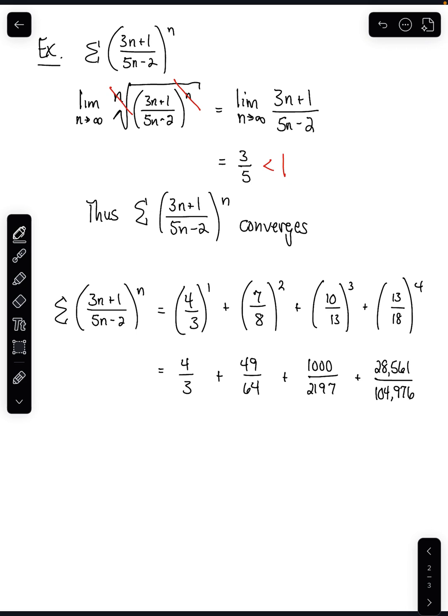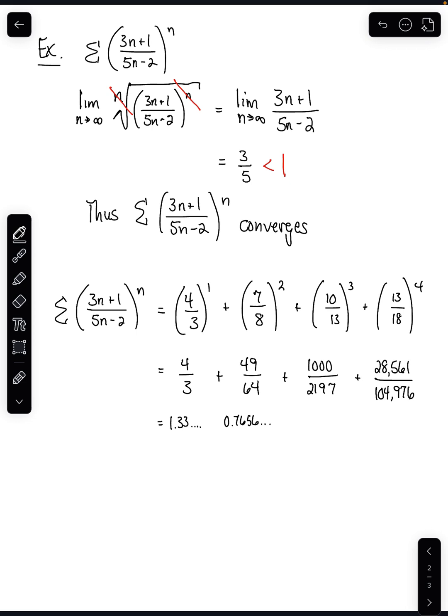We are now down to something approaching 1/4. So perhaps it would be easier to look at these in terms of decimals to see how the terms are dropping to 0. 4/3 is, of course, 1.3 repeating. 49 over 64 is 0.7656, etc.